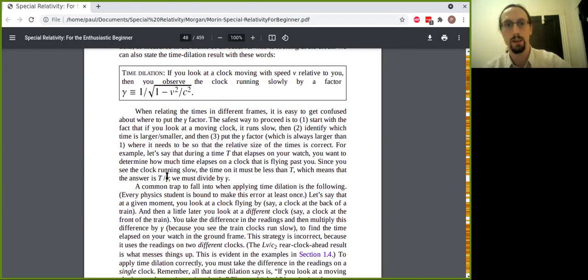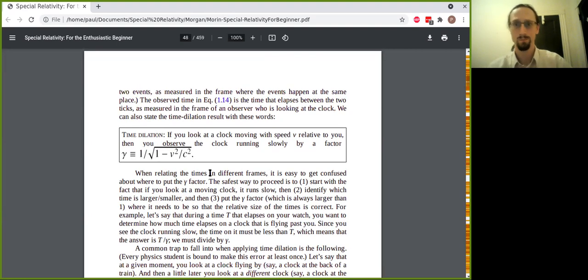Feel free to check out that or the rest of this section. And that's all I wanted to cover on the light clock and time dilation. This is one of the two big equations that we're going to see over the course of the semester. Well, we'll see a number of equations, but time dilation and length contraction, those are two of the pillars of special relativity. Take care.